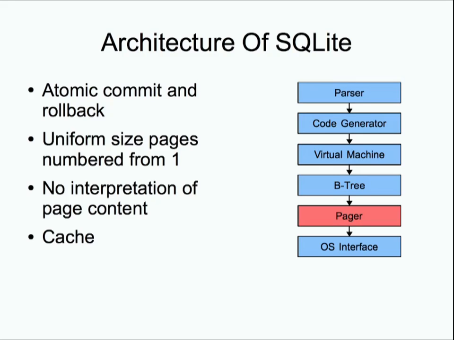And the B tree layer says, hey, I want to change page 12. And so the pager then has to make arrangements to make that change atomic and make sure nobody else is changing it at the same time. So that's the job of the pager, to take care of transactions.